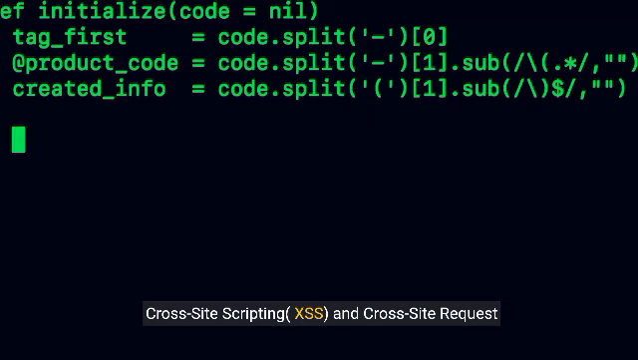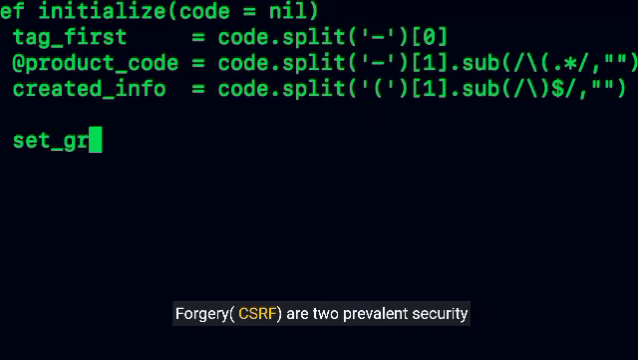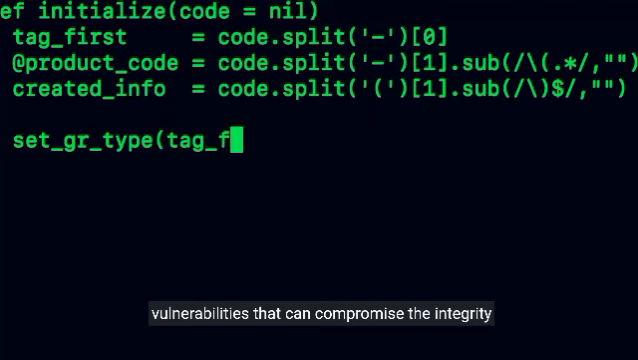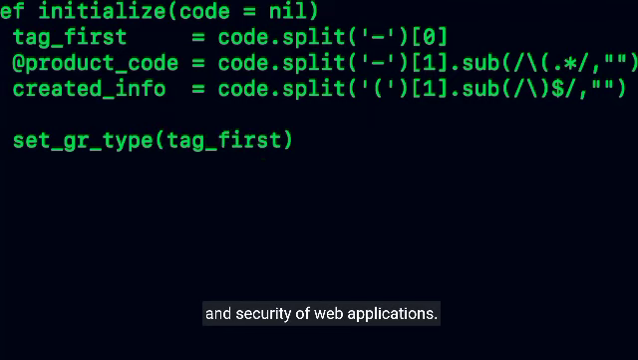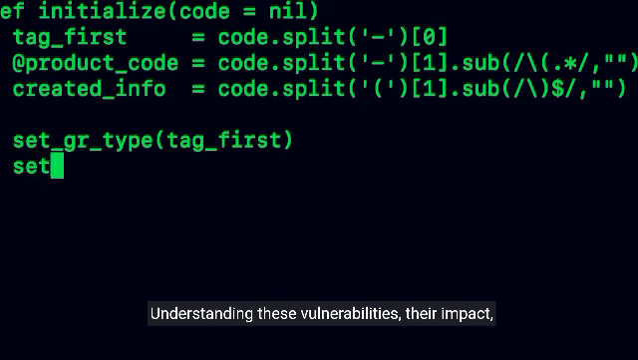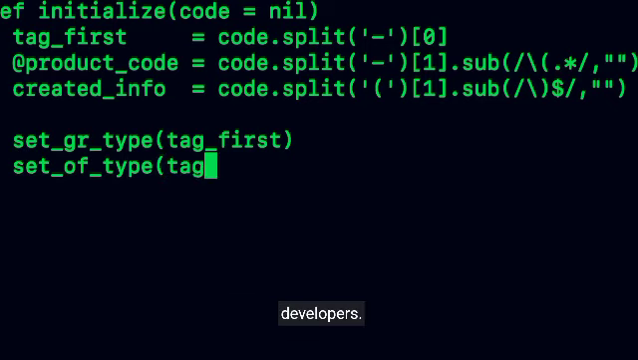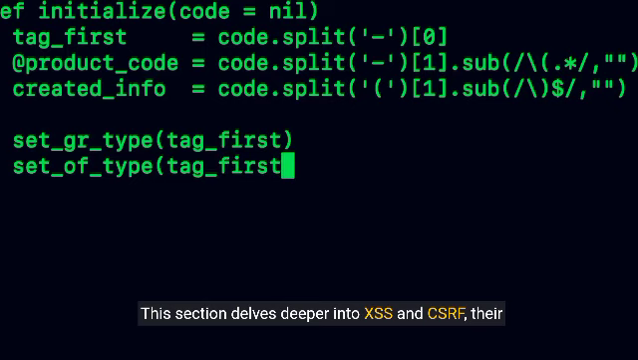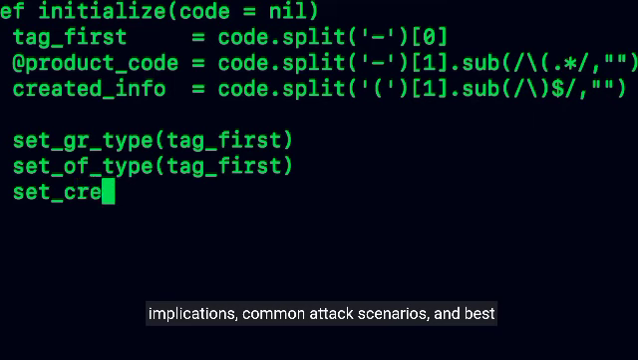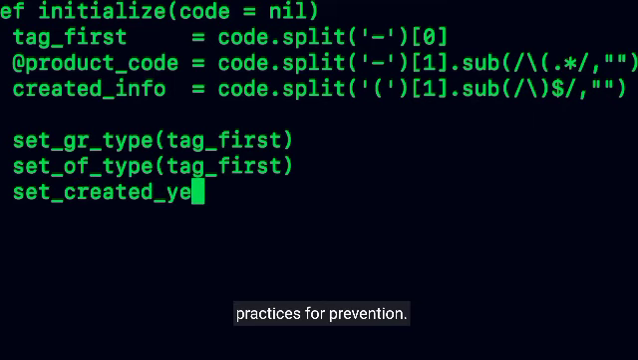Cross-site scripting, XSS, and cross-site request forgery, CSRF, are two prevalent security vulnerabilities that can compromise the integrity and security of web applications. Understanding these vulnerabilities, their impact, and how to mitigate them is crucial for backend developers. This section delves deeper into XSS and CSRF, their implications, common attack scenarios, and best practices for prevention.